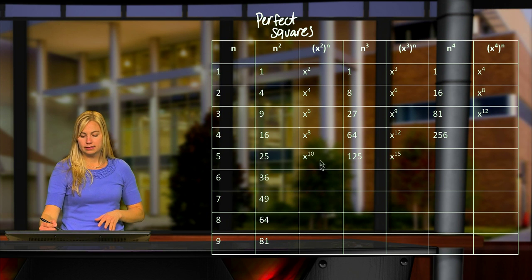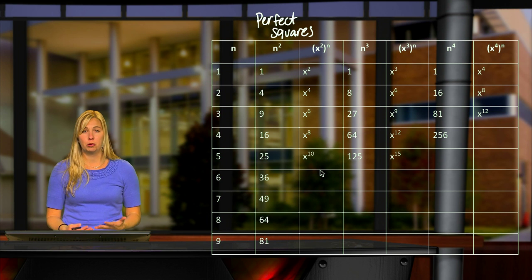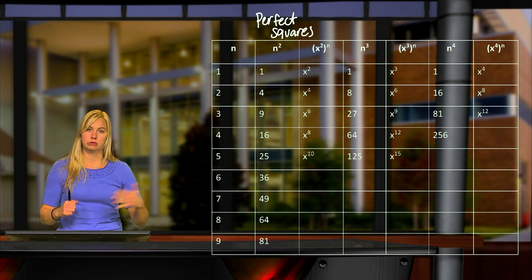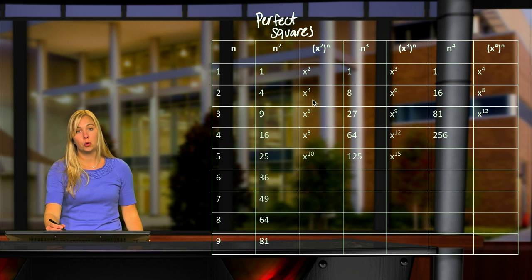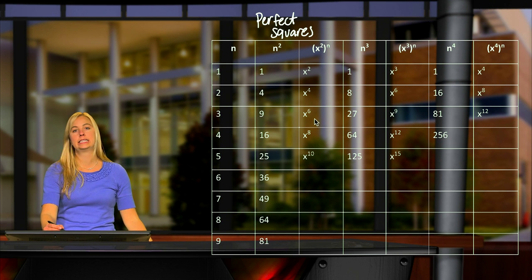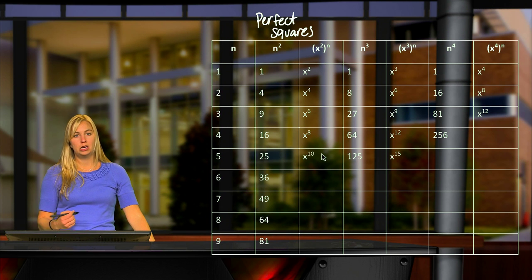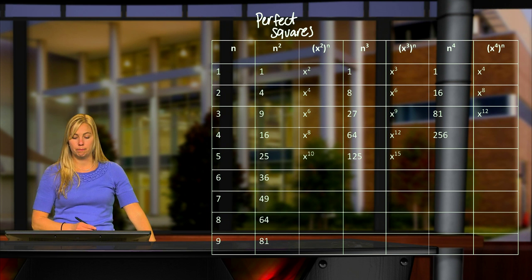And then in the next column, we actually have our variable perfect squares. So x squared is a perfect square. The square root is x. X to the 4th is a perfect square, x to the 6th is a perfect square, 8th, x to the 10th. One of the things you may notice is that your perfect squares in terms of your variables with exponents, your exponents are all even numbers.